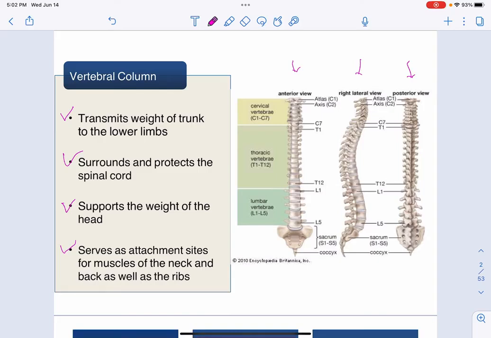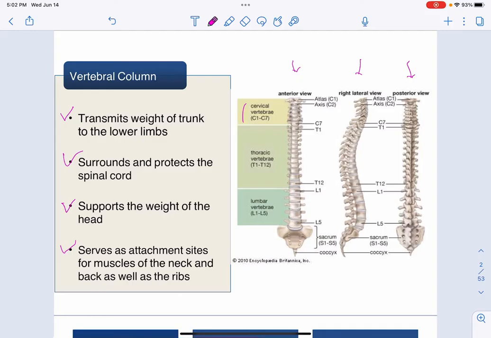And the vertebrae are categorized into 3 different regions. So the first 7 vertebrae are called the cervical vertebrae, and they are denoted C1 through C7. The second group of vertebrae are the thoracic vertebrae. There are 12 of them.